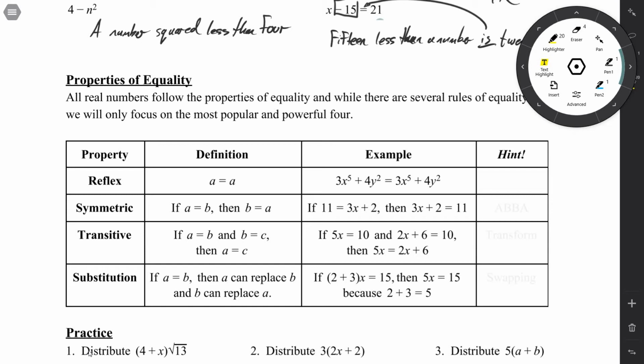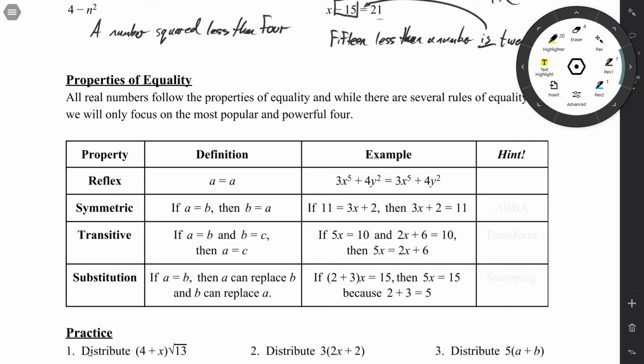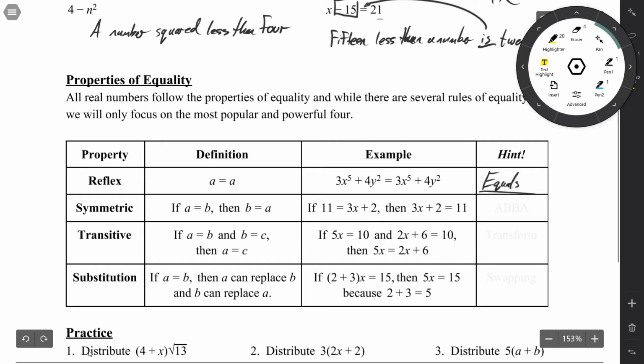The reflexive property is pretty straightforward. If A equals A, then you can substitute it around. A good example is, it doesn't matter how gross this is, it doesn't matter what x equals or what y equals, it is going to equal itself because they're the same. It seems pretty silly to consider something like this, but that's the reflexive property for you. I like to write a hint of just equals. It's the most basic property of equality.